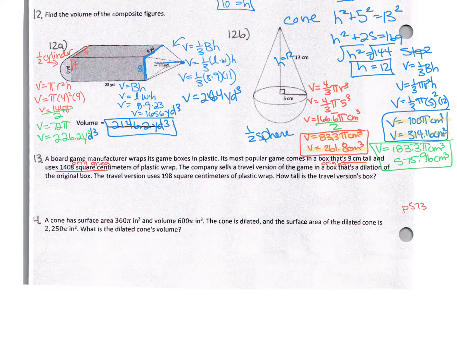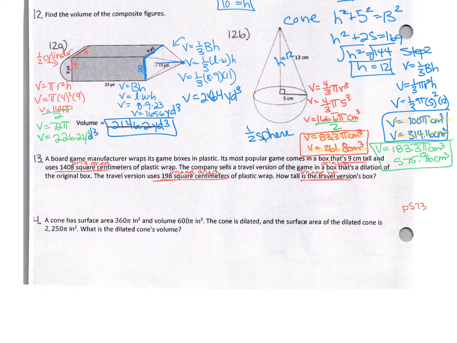Then it makes a smaller box, the travel version, that has an area. So this is the smaller box after it's been made smaller. So this is the image area of 198 square centimeters of plastic wrap. And it wants to know how tall the travel box is. So this is the image height.